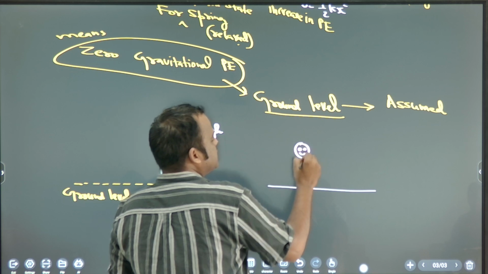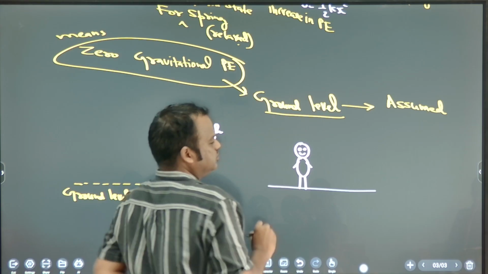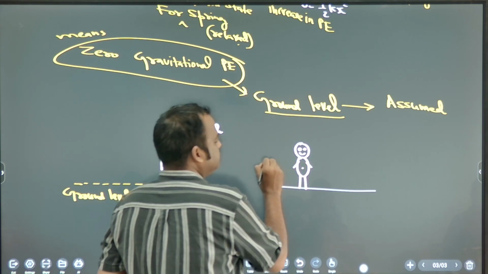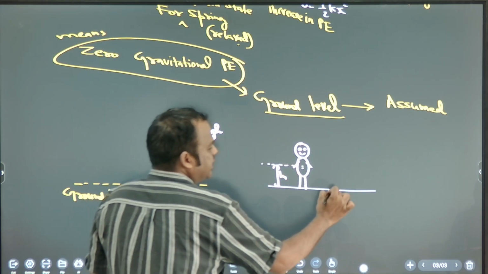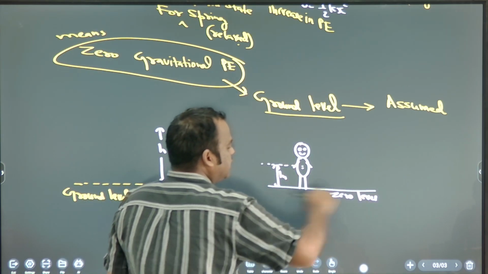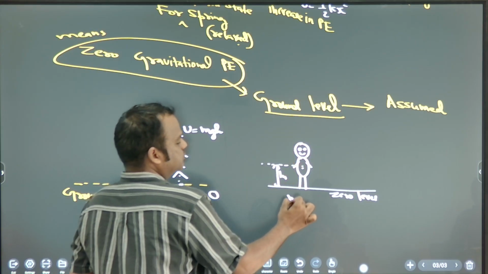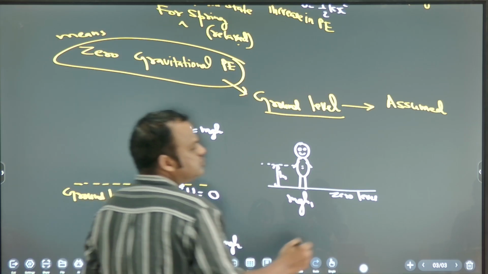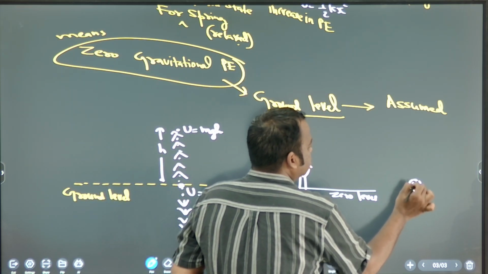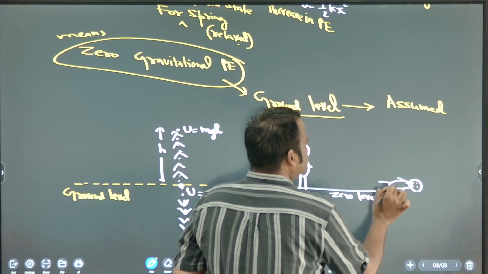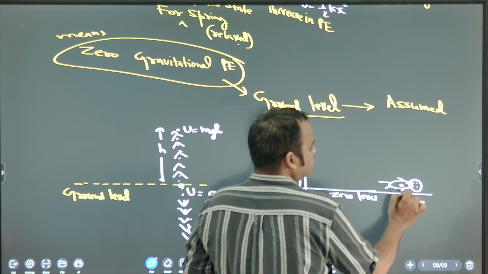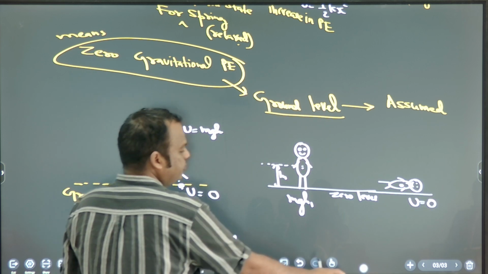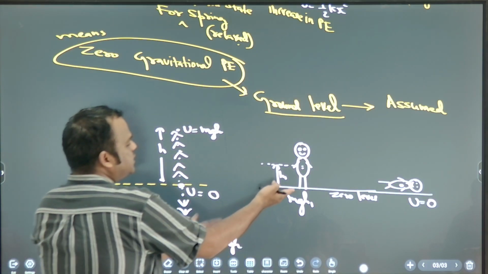Suppose a student is standing. Suppose the center of mass is here. The height of the center of mass is h1. So what is the potential energy of this student? Ground level is the zero level. So it is mgh1. Now the same person is sleeping. Now almost it is on the zero level. So what is the potential energy now? Zero. Clear? So h height above means mgh.